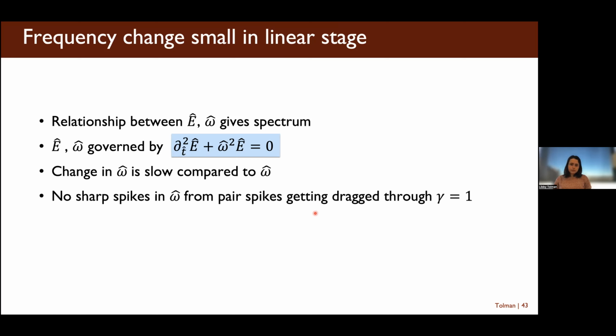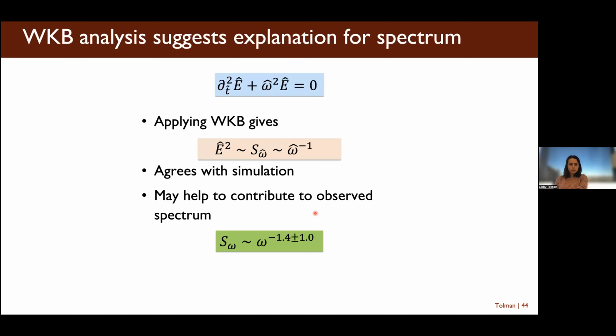So there's a difference in this stage, and this is that the change in frequency is slow compared to the frequency itself, right? This is not a condition that existed earlier on, because recall we had these very sharp spikes in the frequency from these pair bunches getting dragged through a Lorentz factor of 1. So when you have sharp spikes, you can't say the change in frequency is slow. We had to do a bunch of other physics. But now we can say that the change in frequency is slow compared to the frequency itself.